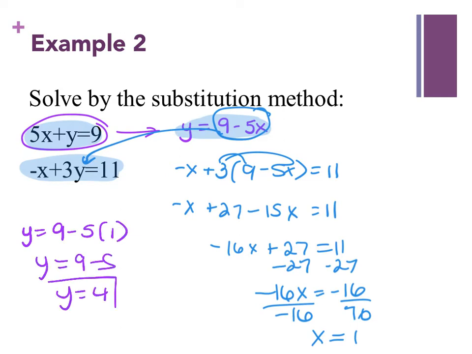And I get y is 4. So your answers for this will be written in coordinate point form, 1, 4, like that. That's how it will be on your homework, on your quiz, on your test, all of it. That's how you'll write it.